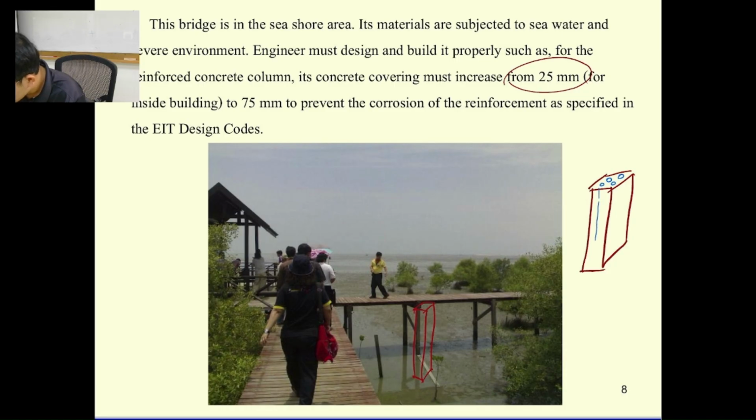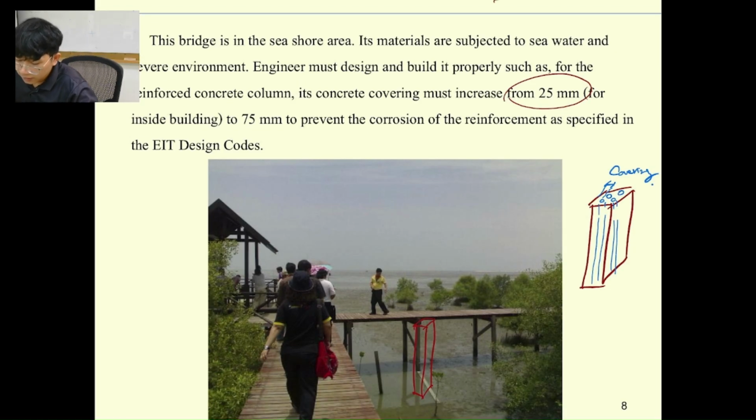The blue one is going to be the reinforcement inside the concrete, and the distance from here to here is the covering. Covering is the distance from the edge to the reinforcement. That's what we call covering. If it's in a normal location, for example at our location without sea contact, we can just use 2.5 centimeters or 25 millimeters.